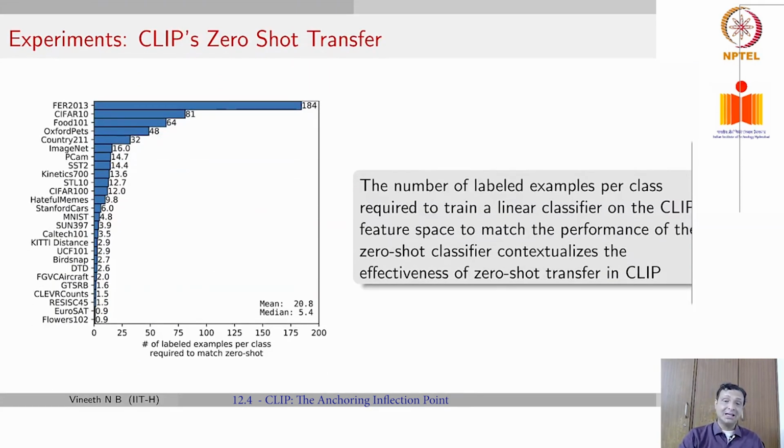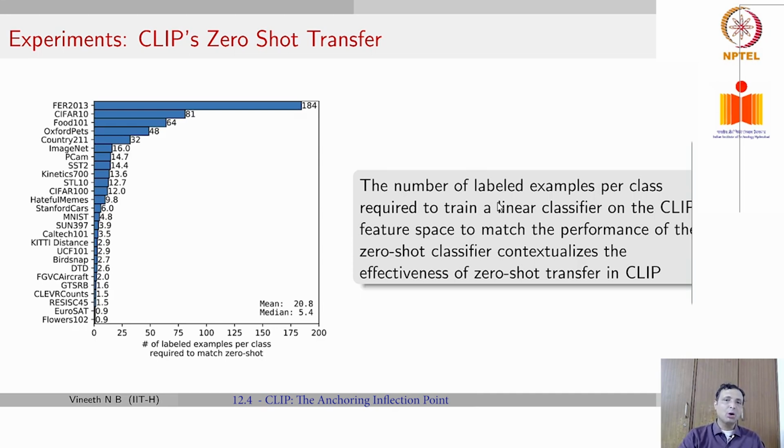Here is another example of the performance of CLIP on zero-shot transfer. They studied the number of labeled examples per class that are required to train a linear classifier on the CLIP feature space that gets you the same performance as the zero-shot CLIP classifier. Right? Let's try to understand this better.